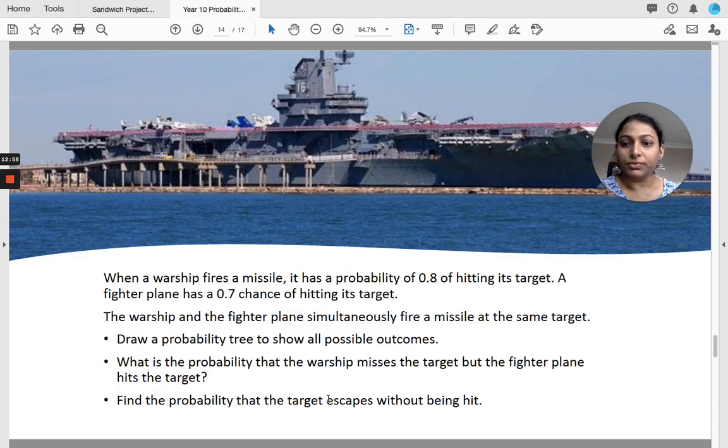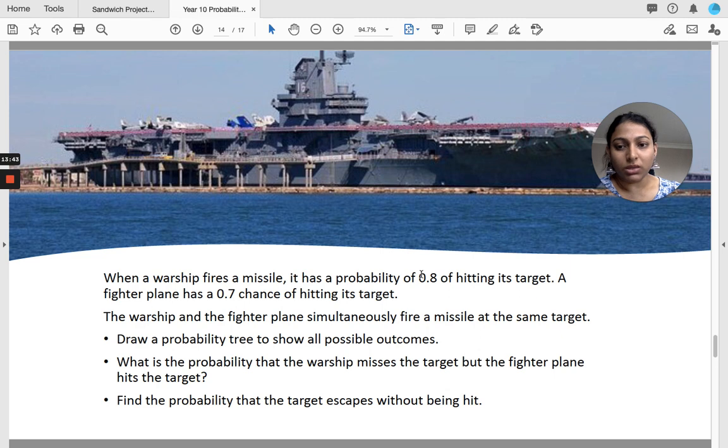Now look at this one. When a warship fires a missile, it has a probability of 0.8 of hitting its target. By the way, this is a real warship that I looked up from World War II. It's docked near Corpus Christi, where we were from, and it has all these fighter planes on the top deck. If you can see in the picture, it's just a visual for you. Anyways, the warship and the fighter plane simultaneously fire a missile at the same time. So draw a probability tree to show all possible outcomes.